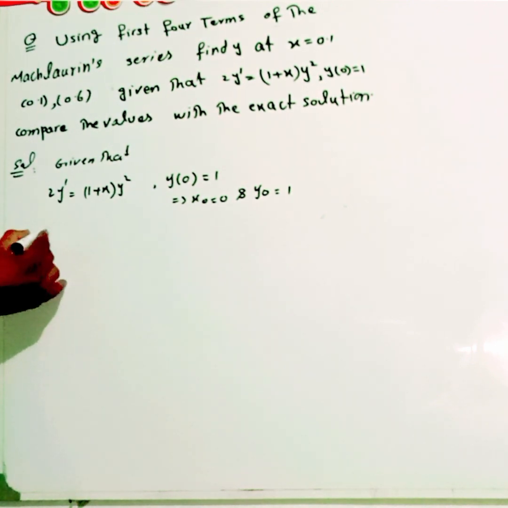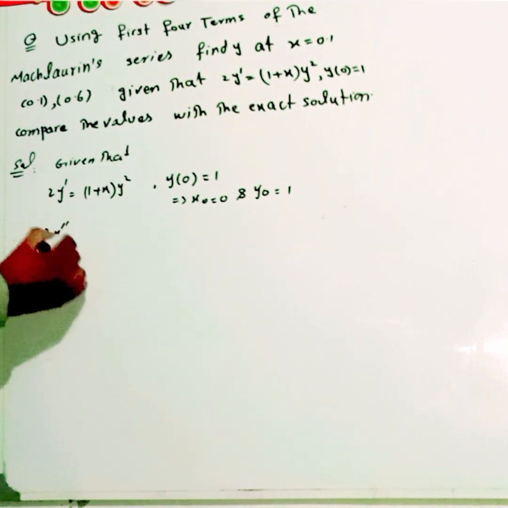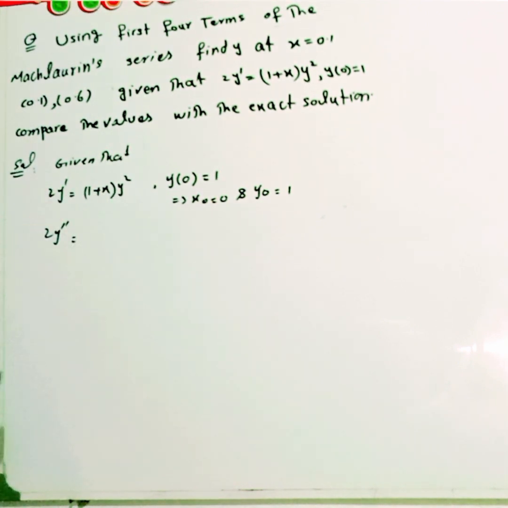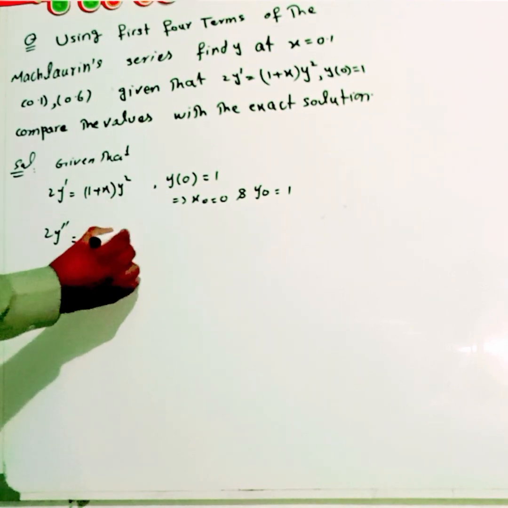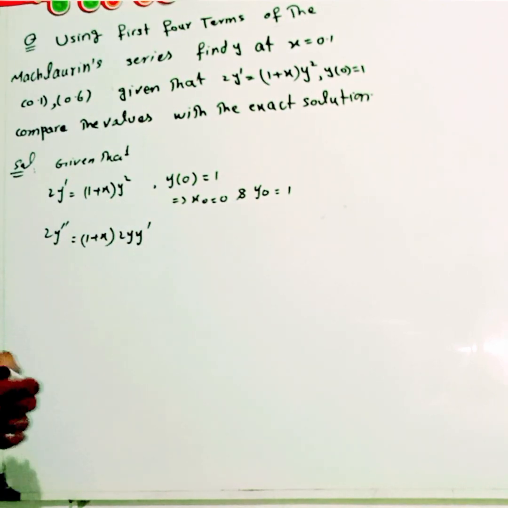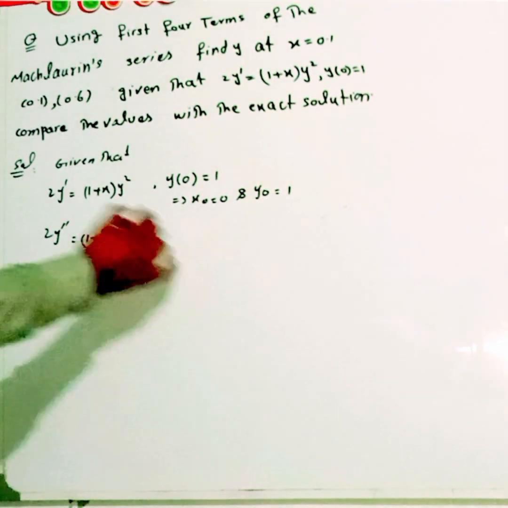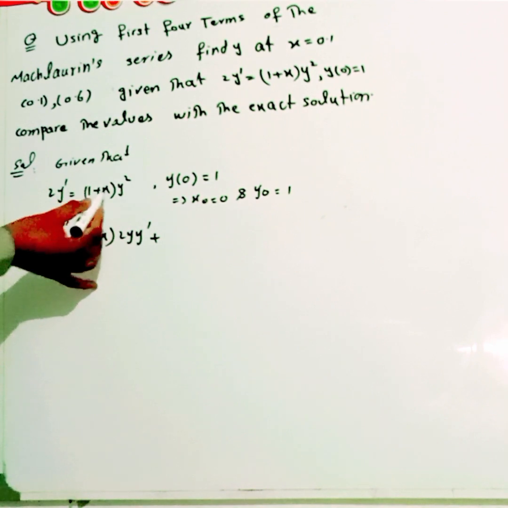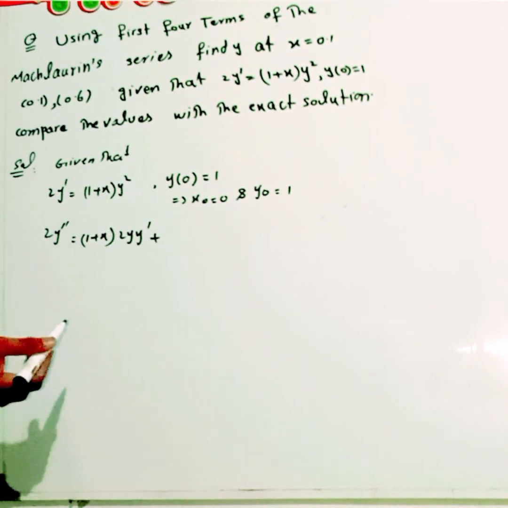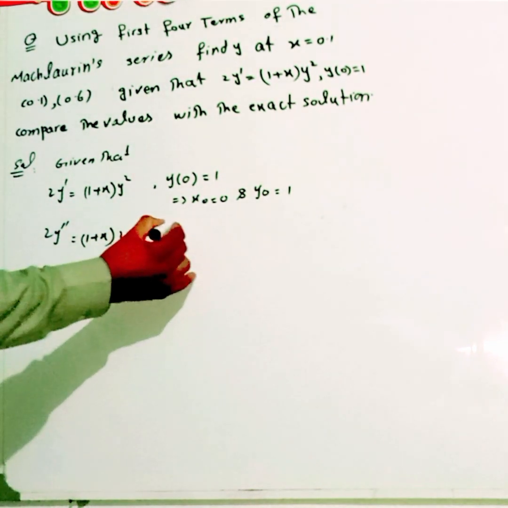Differentiating with respect to x, we have 2y double prime. Here we use the product rule: (1 plus x) as it is, derivative of y square, 2y y prime, plus derivative of (1 plus x), which is equal to 1, times y square. Derivative of 1 is 0, derivative of x is equal to 1. So we have only y square.